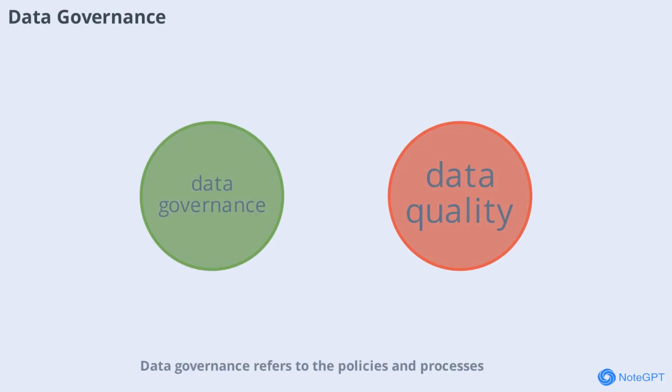Data governance refers to the policies and processes that ensure data is managed responsibly and ethically. This includes setting standards for data quality, privacy, and security. Good governance helps organizations comply with regulations and build trust with customers. It's an essential part of database management, especially as data volumes and privacy concerns grow. Next, we'll look at database documentation and why it's important for long-term success.